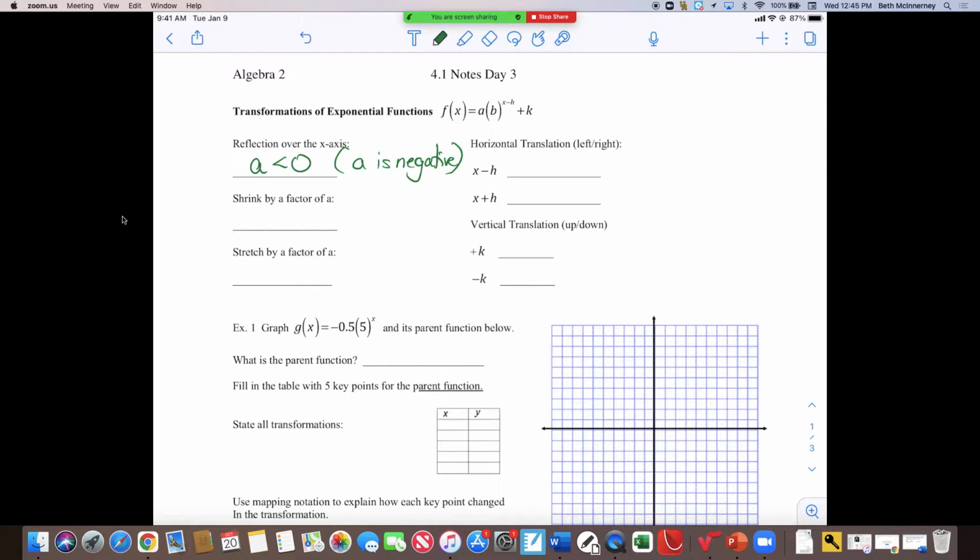A shrink, and I'm going to go ahead and put absolute value because it doesn't matter if a is negative or positive. If you ignore the negative, so that we call that absolute value of a, you're going to have a shrink if absolute value of a is between 0 and 1. And we're going to have a stretch if the absolute value of a is greater than 1.